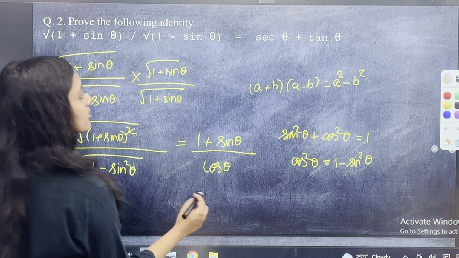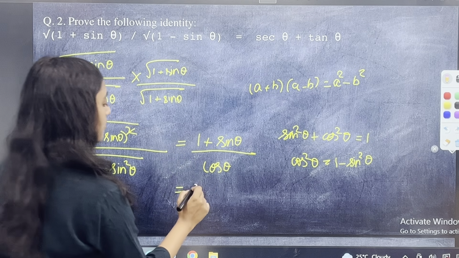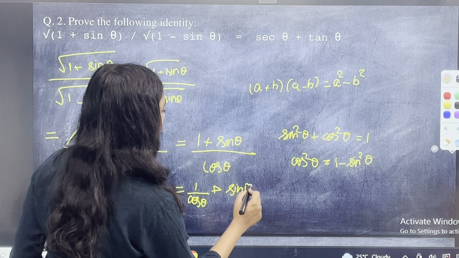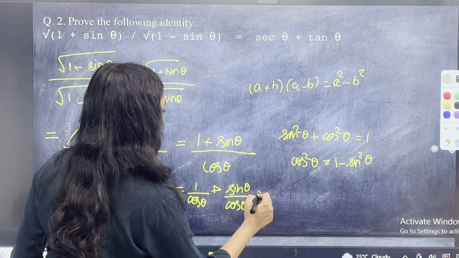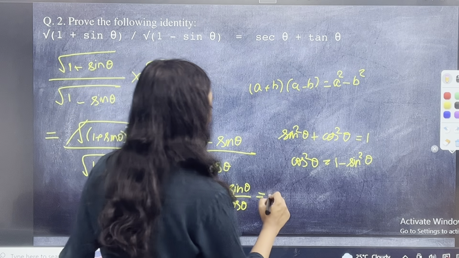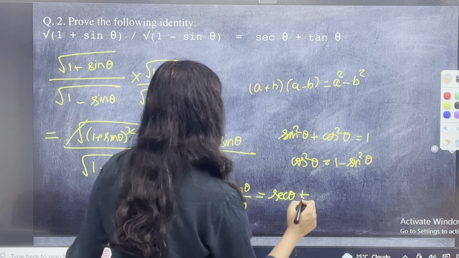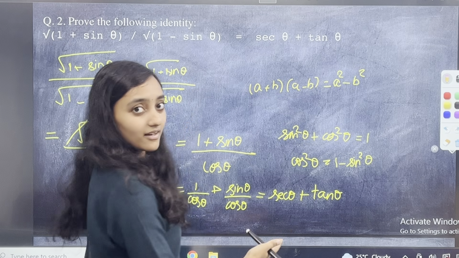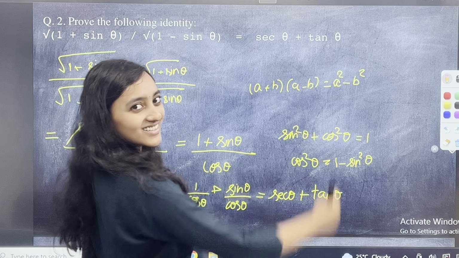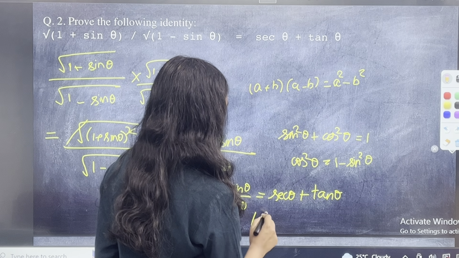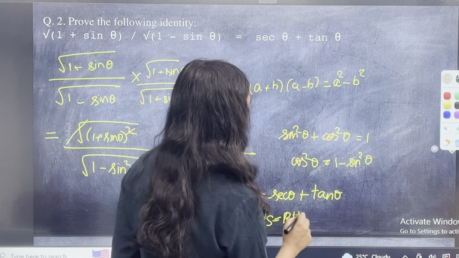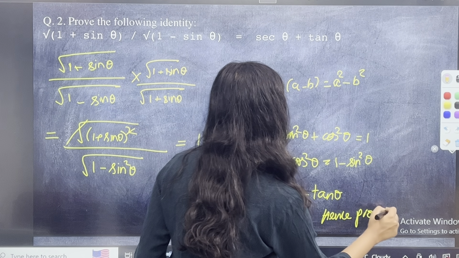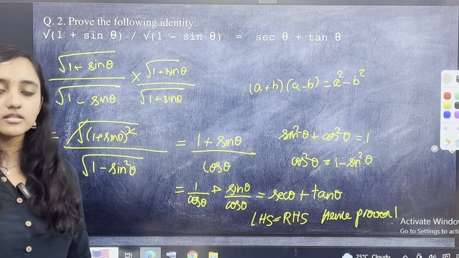Okay. Now what we can do is that we will split it. 1 by cos theta plus sin theta by cos theta, which is nothing but 1 by cos theta is nothing but secant theta. So it is secant theta plus sin theta by cos theta is tan theta. Secant theta plus tan theta. So LHS, there is no space here, but LHS is equal to RHS, hence proved. Okay. This is how you can prove something like this.